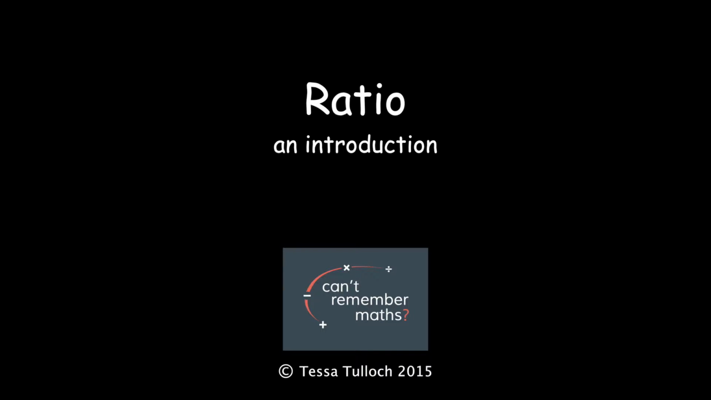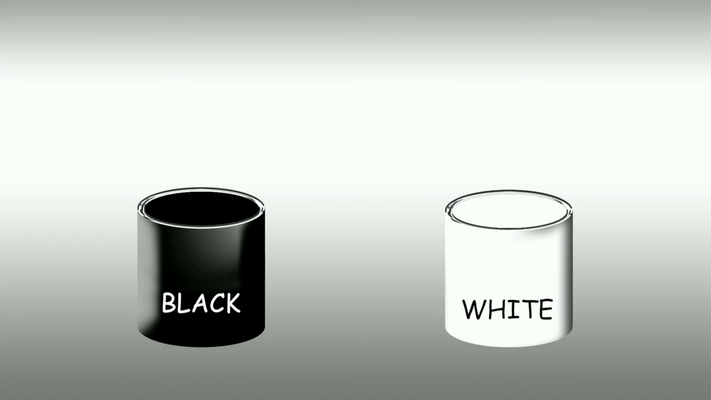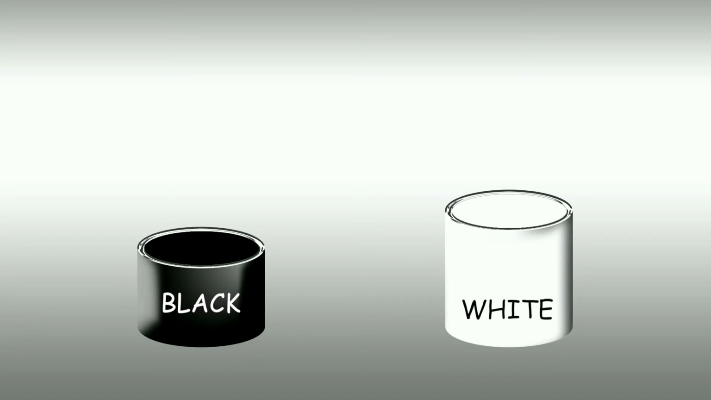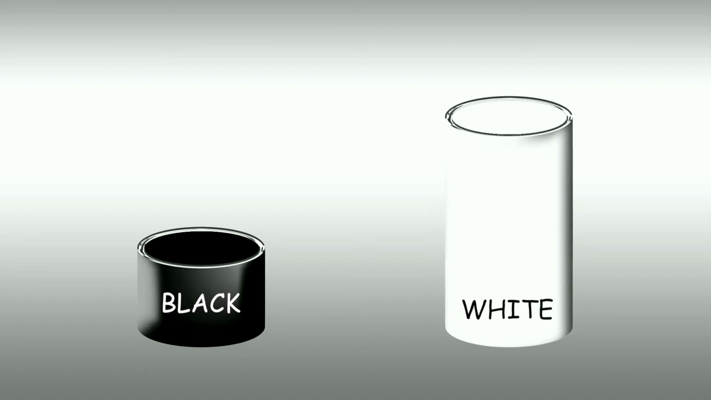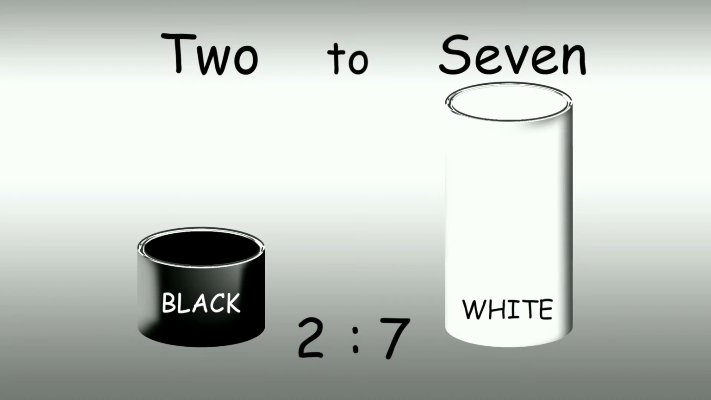Ratio, an introduction. We use ratio to compare two or more amounts. Let's say we're mixing paint to get a particular shade of grey. For this shade, you need to mix 2 parts of black paint with 7 parts of white paint. This is mixing black and white in the ratio of 2 to 7, which we write with a colon in between, and we say as 2 to 7.